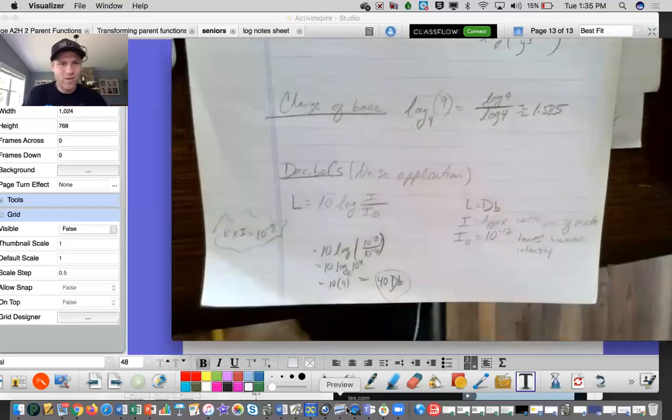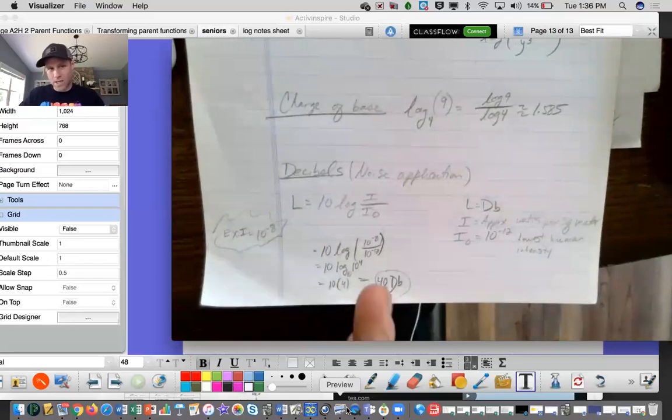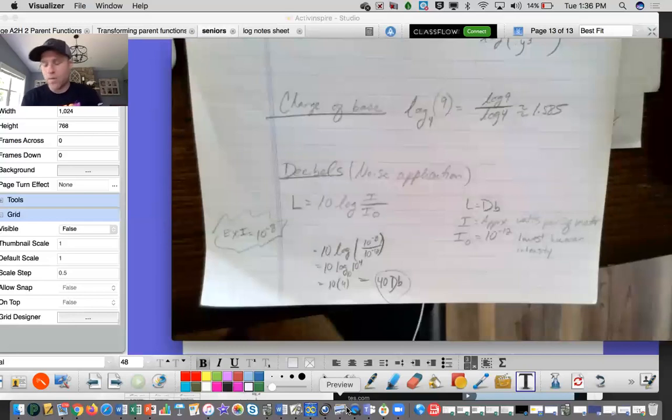And they do ask you to do a comparison, like a ratio between two values. So you'd have to get like this one and then another one and then divide it out. So watch out for that.